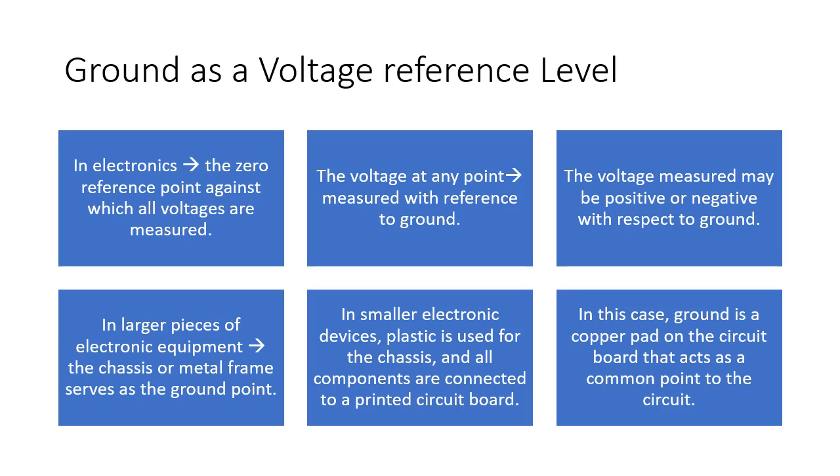In larger pieces of electronic equipment, the chassis or metal frame serves as the ground point, reference point, as in the automobile. In smaller electronic devices, plastic is used for the chassis, and all components are connected to a printed circuit board. In this case, ground is a copper pad on the circuit board that acts as a common point to the circuit.